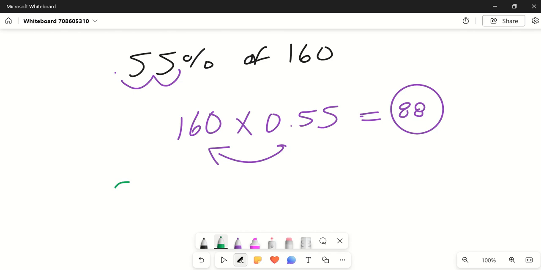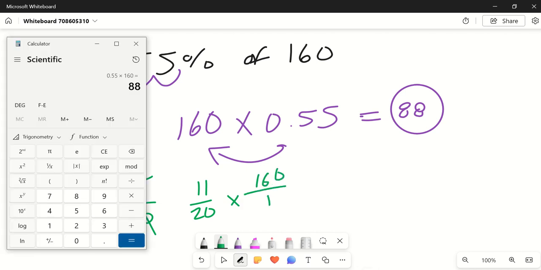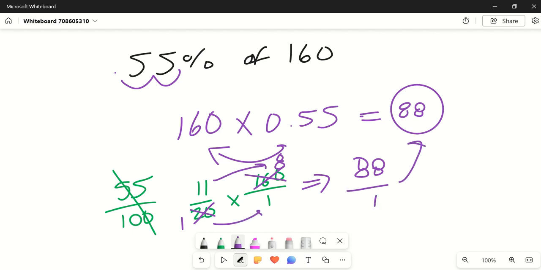If I were to do it the other way, so 55 over 100, divide them both by 5, that'd be 11 over 20 times 160 over 1. 160 divided by 20 to cross simplify would be 8. So this would become 8. This would become 1. This would become 88. 11 times 8. 1 times 1, which would still be 88. So either method is fine.